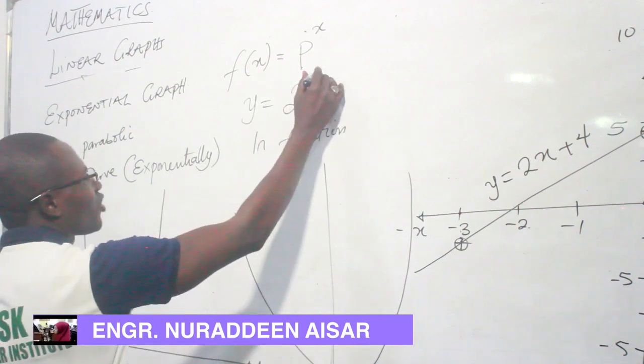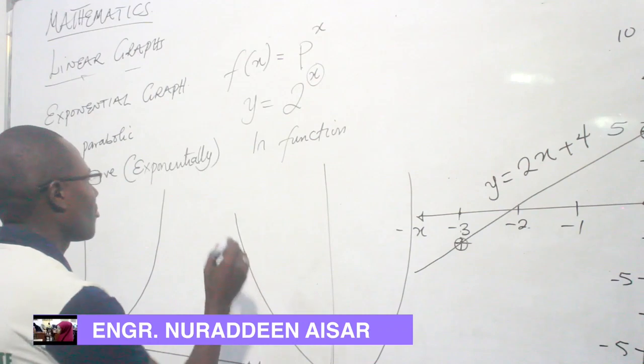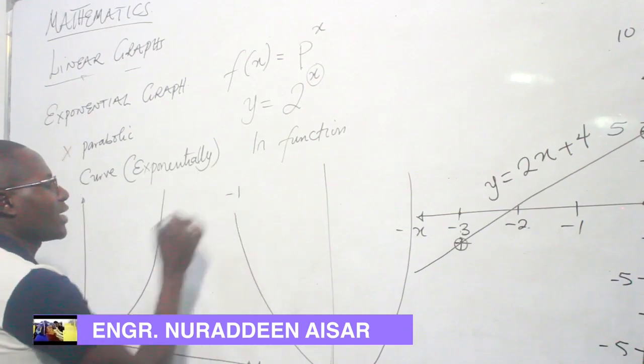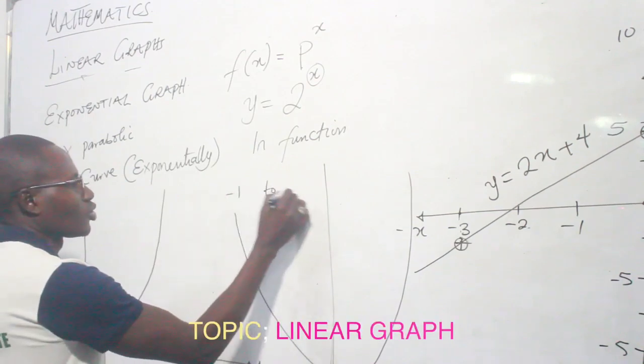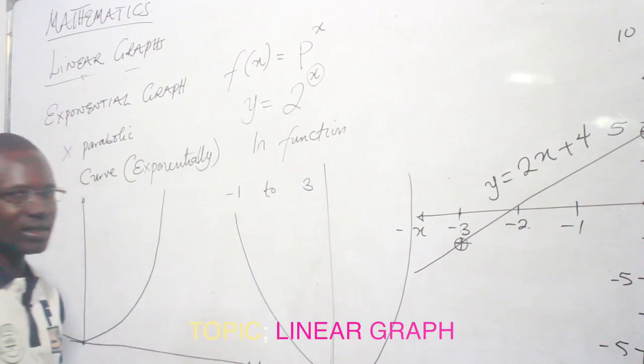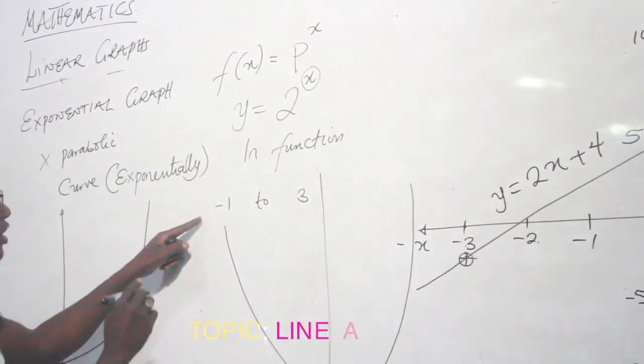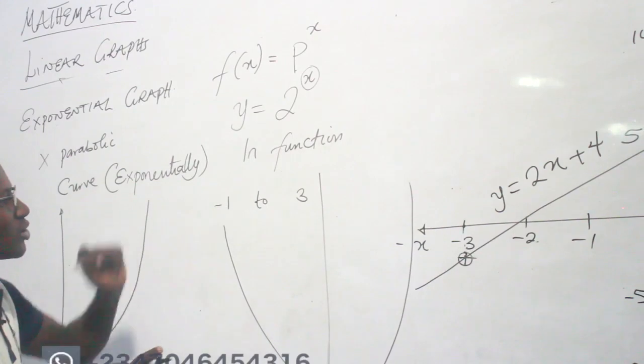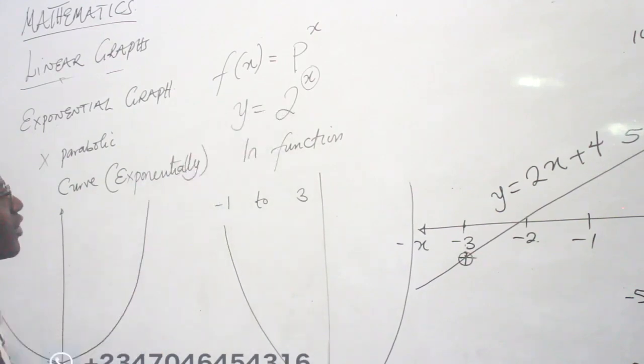Let's assume we have the values of x from -1 to 3. That is, you have only 5 values, the value of x from -1 to 3. Let's see how we can solve this one.